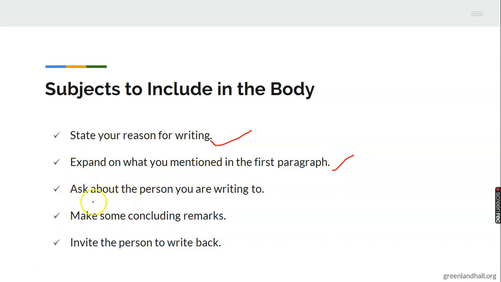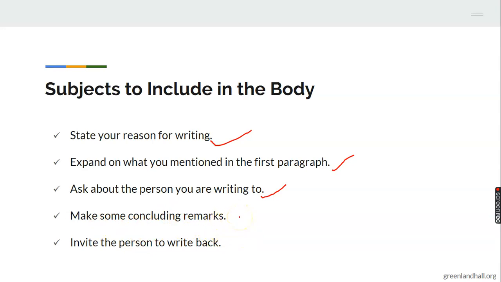And then you also ask about the person you're writing to. Yes, you ask about the person. That's when you're asking, how are you? How is life? How is everything? You must ask about the person. It's part of the body of the letter. Then make some concluding remarks. If so, all glory be to God. Things like that. Concluding remarks. It has to be there.